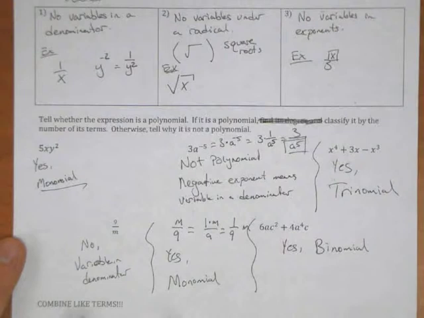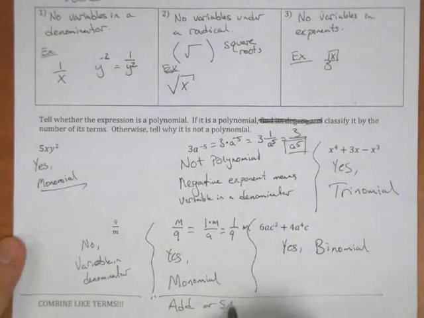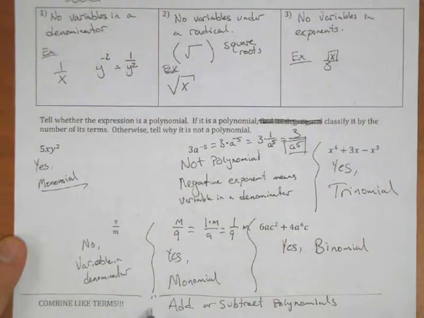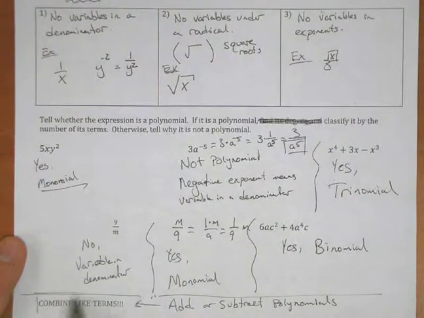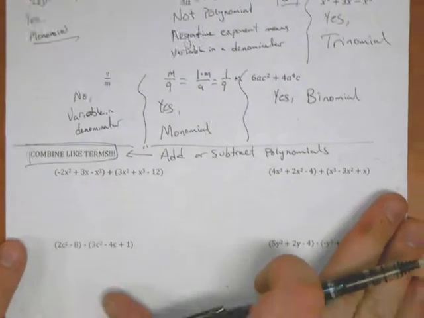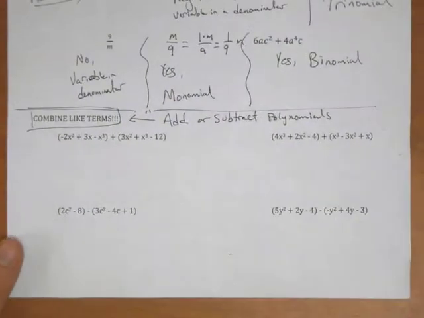Last but not least, the last thing we do in our first section here is add or subtract polynomials, which is the same as combining like terms, which you've done quite a bit in your math careers thus far. So the last piece is something you already know how to do. It's just combining like terms.